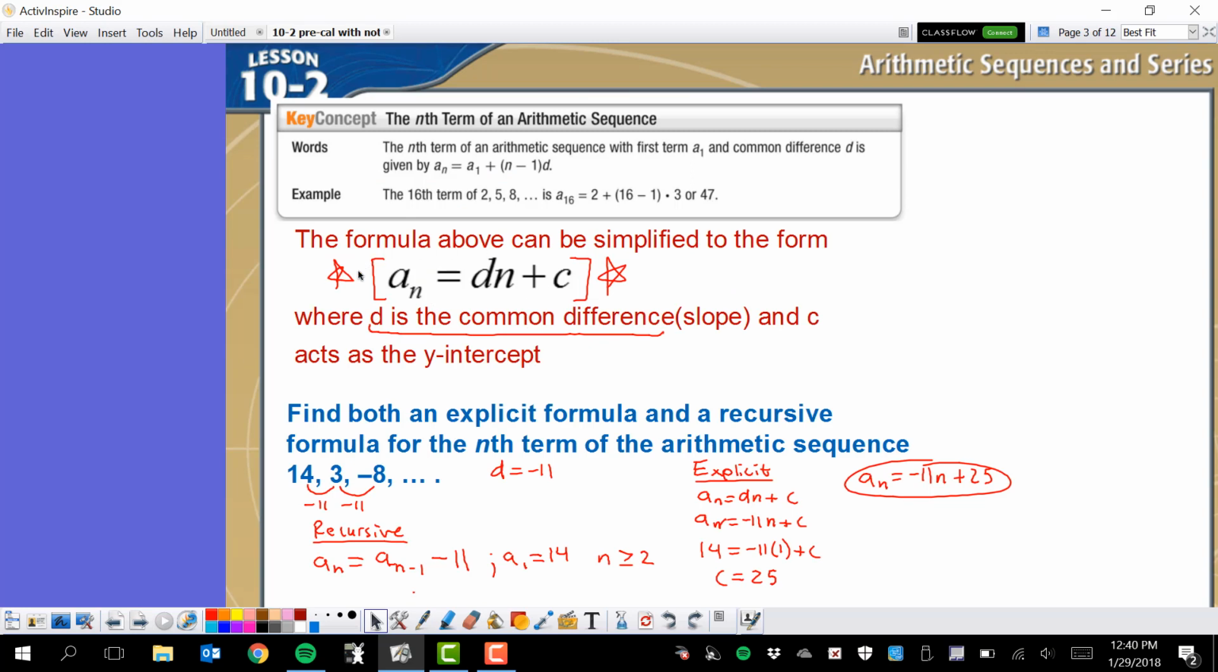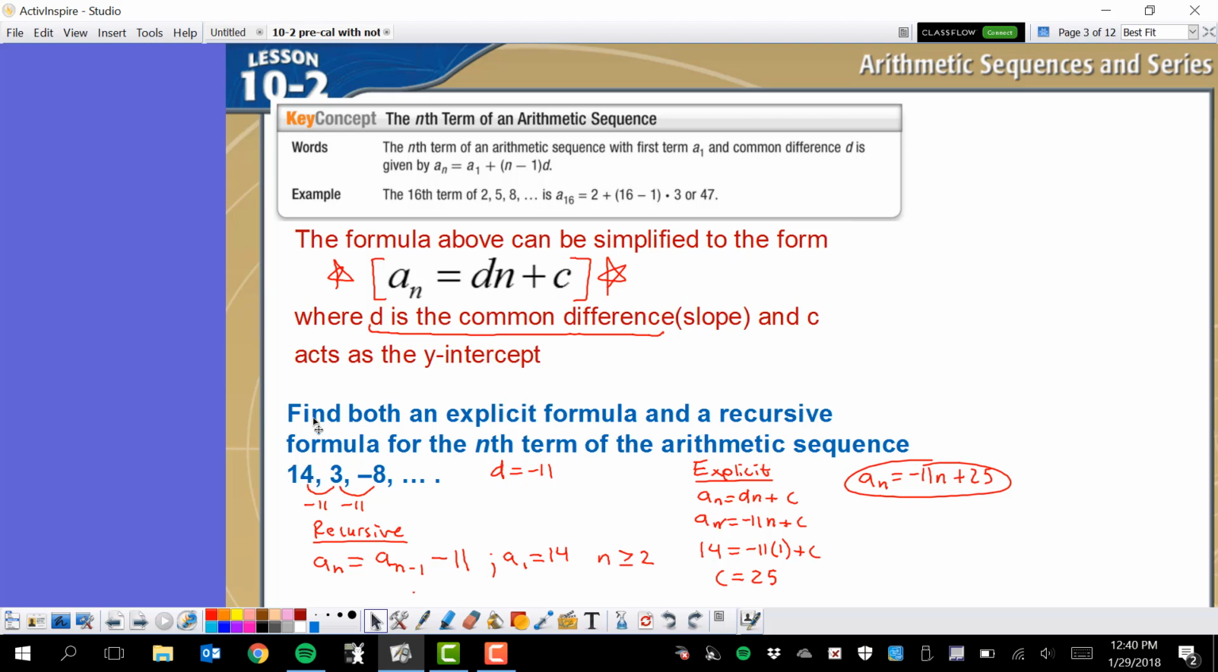The next thing you're going to have to know for this lesson is how to write the equation of a sequence in both explicit and recursive forms. This might be beneficial for you, but the form that I'm going to use the most is a_n equals dn plus c, where d is the common difference and c is going to act like the y-intercept.